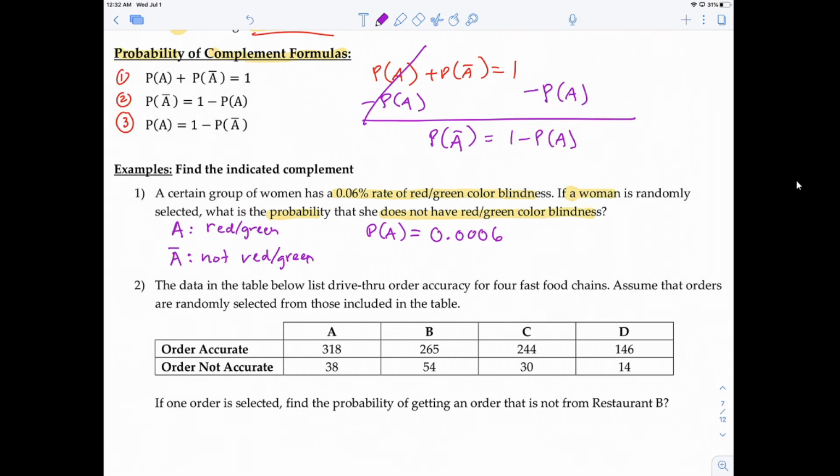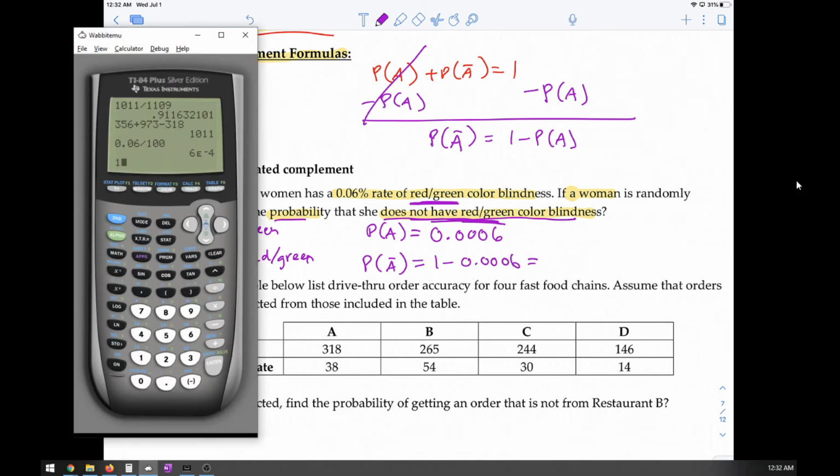All right, so now to figure out the probability that she does not have it, that's just P of A complement, because not having it is the complement of having it. So we can just do 1 minus 0.0006, which is going to give us 0.9994.